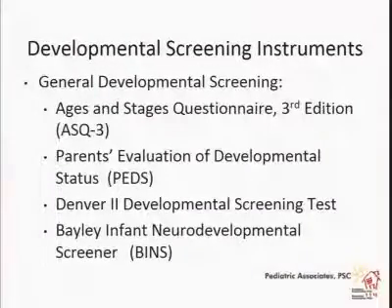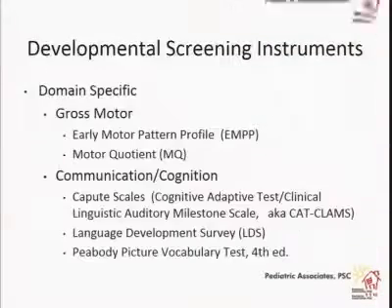There are developmental screening instruments that look at development globally. Those are these listed: the ASQ, the PEDS (Parents' Evaluation of Developmental Status), the Denver, and the Bayley. Those are the general, the full screening instruments.